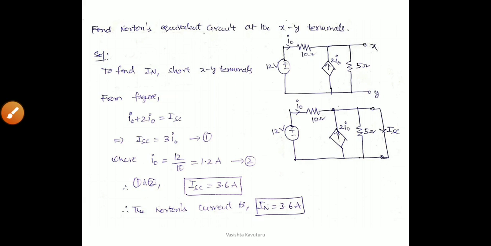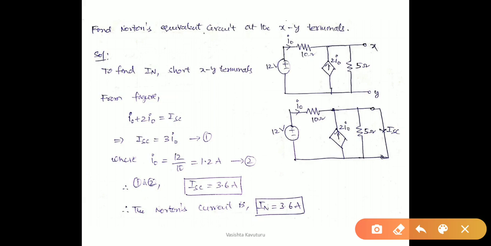Next, the third problem. Find the Norton's equivalent circuit at the terminals X and Y. From the given problem, he has asked only for the Norton's equivalent circuit with respect to terminals X and Y. Norton's equivalent circuit consists of a Norton's current source in parallel with a Norton resistance. So that means we have to calculate only the Norton's current and Norton resistance. First, to calculate the Norton's current, we have to short the X and Y terminals, and we have to redraw the circuit as shown in the figure.